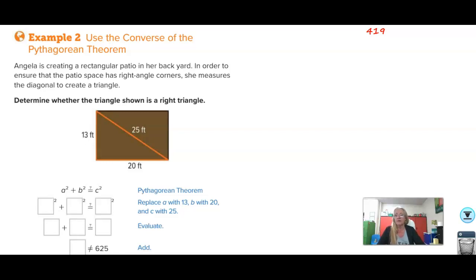Okay, here we have another example. Determine whether the triangle shown is a right triangle. We have 3 sides, 13, 20, and 25. 25 is the biggest number, so 25 would be the hypotenuse if it's a right triangle. And 13 and 20 would be the legs. Well, 13 squared is 169, 20 squared is 400, and 25 squared is 625. But when you add these two together, you only get 569, which is not equal to 625. Therefore, you put no, this is not a right triangle.